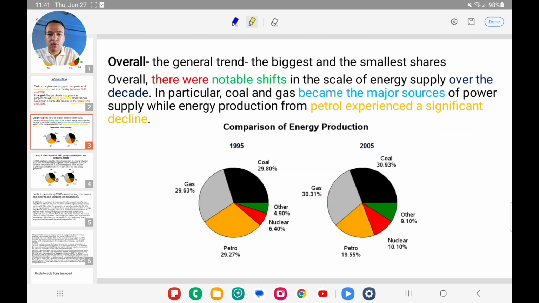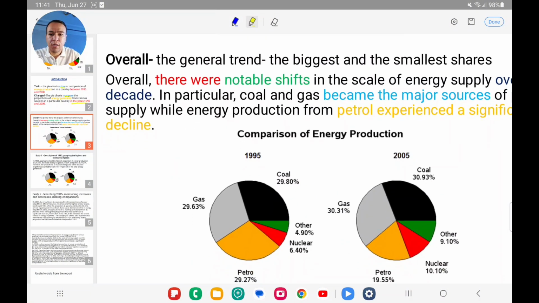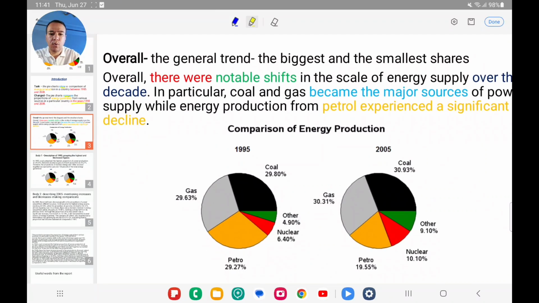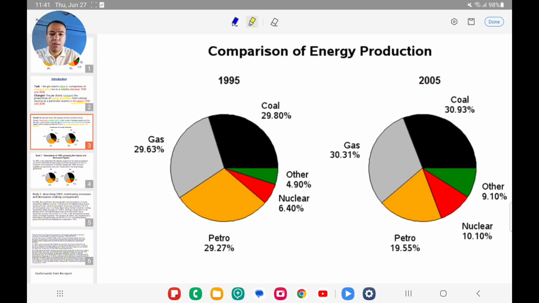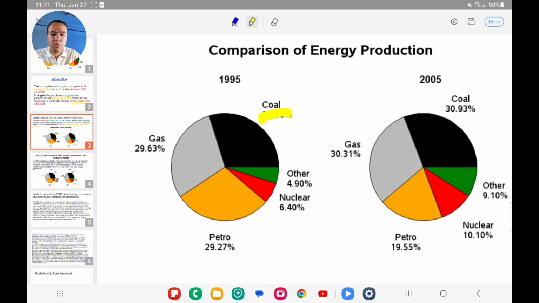And now let's talk about overall part. So in overall, we should say general trend. So what is the general trend? Increase or decrease? And the biggest and the smallest shares we will mention. If you pay attention here, in 1995, the biggest segment is coal, 29.80, and also gas. We have petrol.